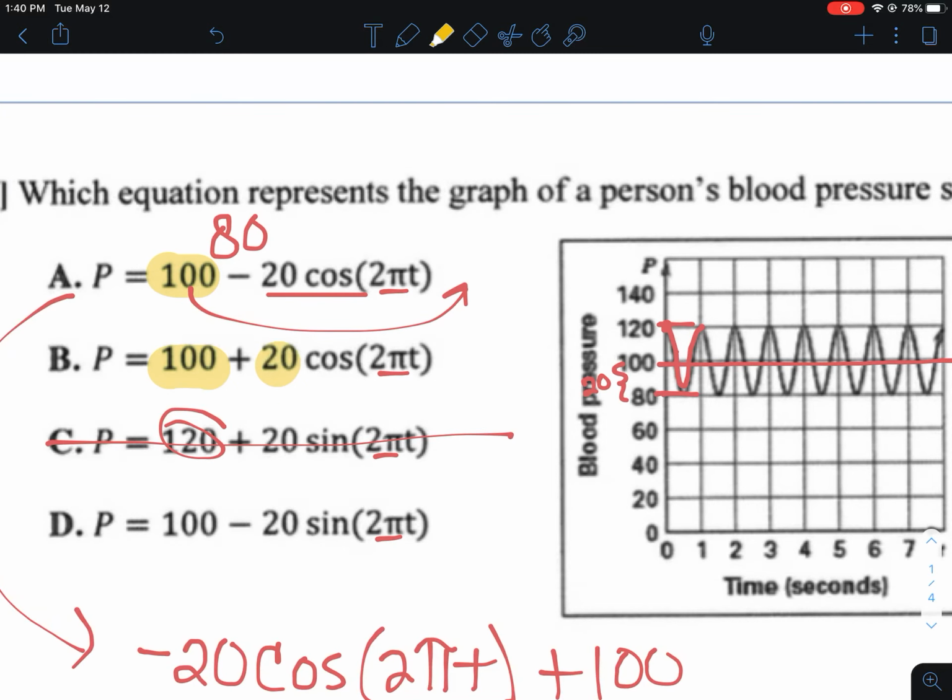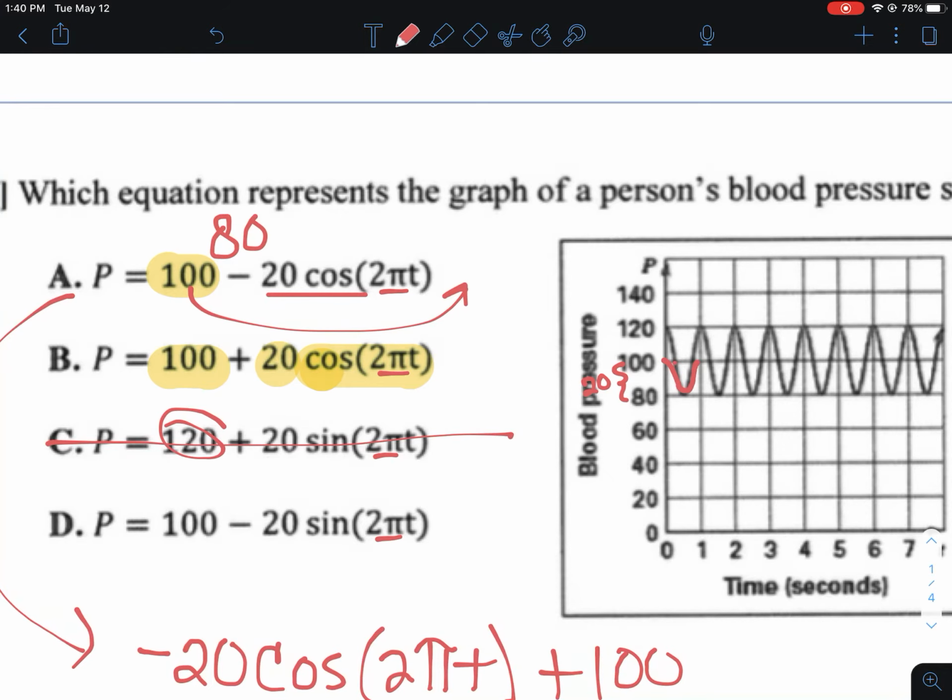So we have 100 plus 20, and it's positive, it's not negative, it hasn't been reflected, cosine 2 pi t, right? So that would be the one that we want. The minus 20 cosine of 2 pi t would mean that this graph started here, went up and came back down. The negative sign would mean that it started here, went down, and back up.